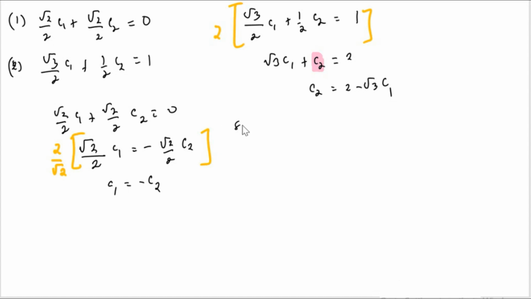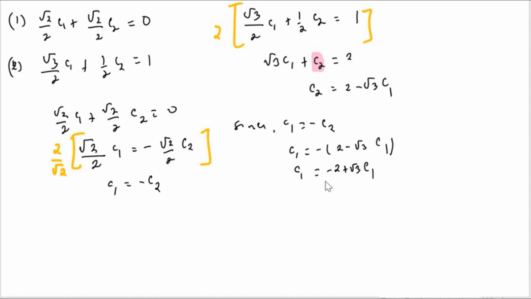Now, since we have solved earlier that c sub 1 is equal to negative c sub 2, I'm going to substitute the value of c sub 2. So we have c sub 1 is equal to the negative of 2 minus square root of 3 of c sub 1. Simplifying the right hand side, c sub 1 is equal to negative 2, negative times negative square root of 3 is positive square root of 3 of c sub 1. By combining like terms, because we have c sub 1 on the left side and also on the right side.